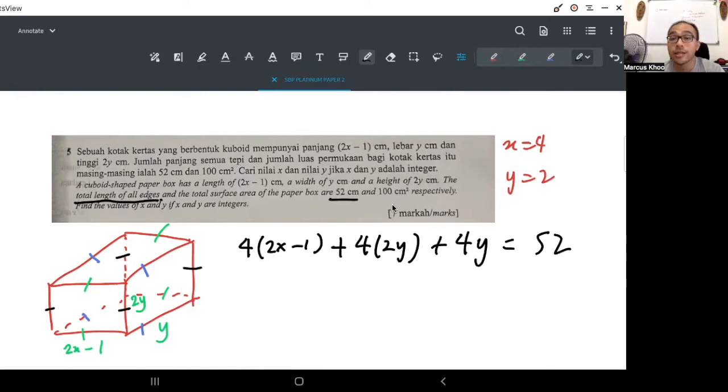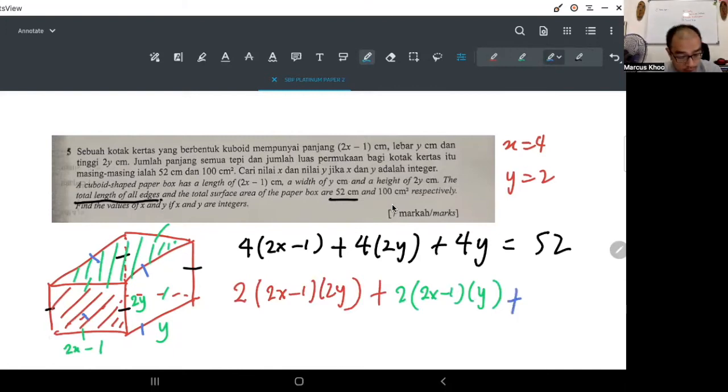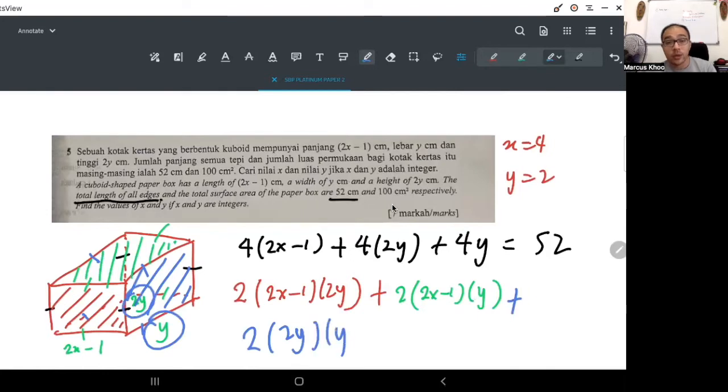And the total surface area. So the total surface area is this one. This is the first one, so 2 times (2x minus 1) times 2y. Plus the green color one is the top and the bottom here lah, which is 2 times (2x minus 1) times y. And then plus the third one is the one at the side over here, 2y times y. So 2 times 2y times y equals 100.